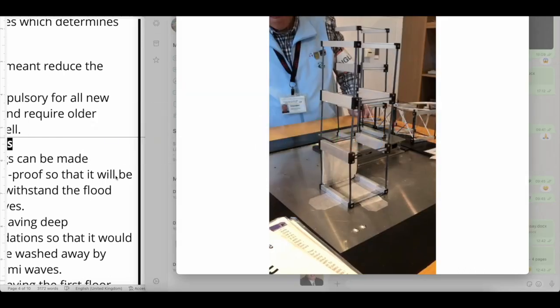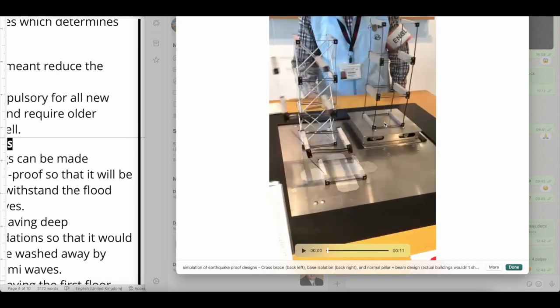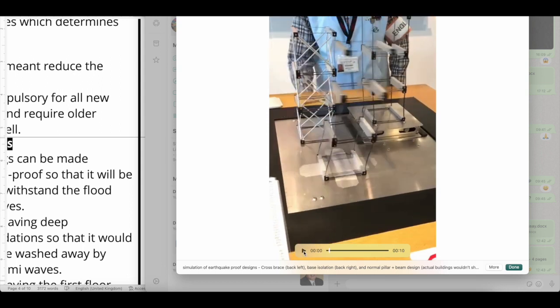These are models of earthquake resistant design. One over here has some form of base isolation. This is actually not a very effective base isolator. The real base isolators are much better. The one in front here, you can't really see it, so let me change to a different screen. The one in front here is a normal building design. There's pillars, there's beams. And then the one behind has cross braces that you can see in the photo in your notes.